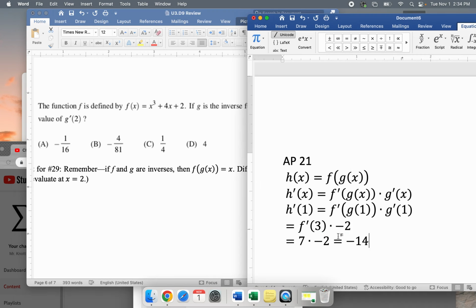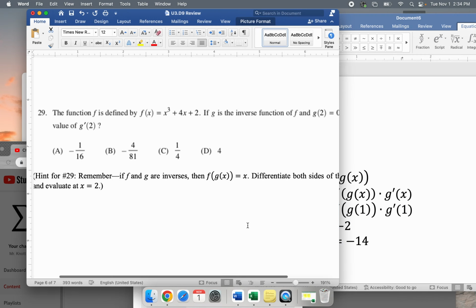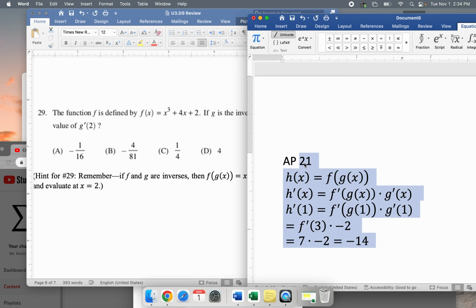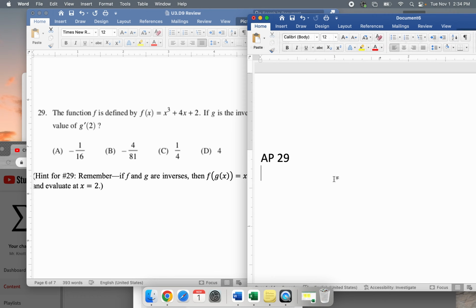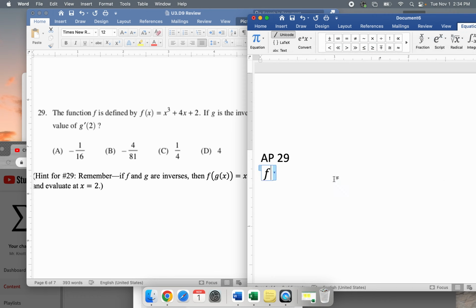Well, remember, I gave you a hint about this. So this is AP 29. I told you that what it means for two functions to be inverses is that if you compose them, you get x. Because what this equation is really saying is that if you start with x and then apply g and then apply f, you get back to where you started. So this is what it means for f and g to be inverses.